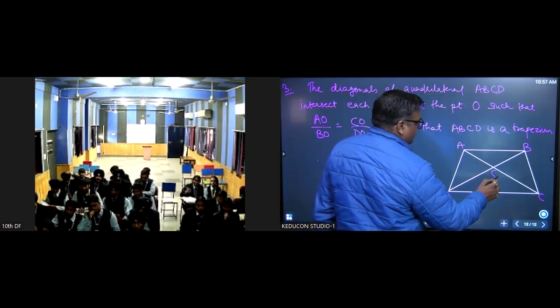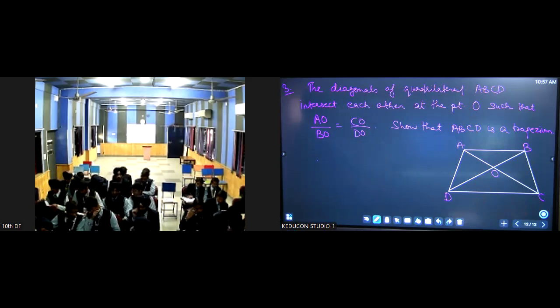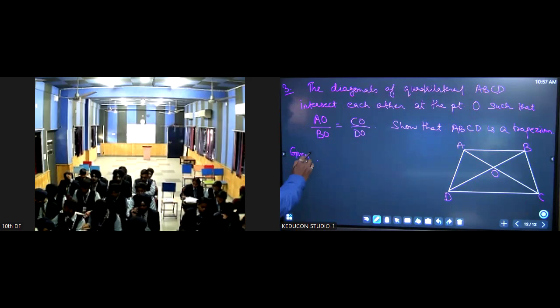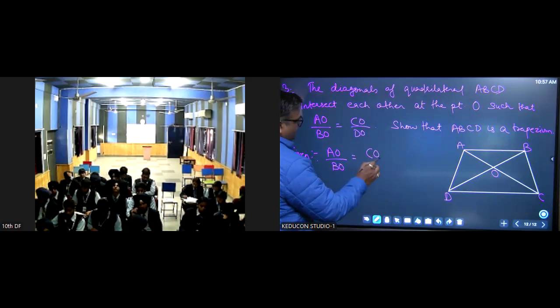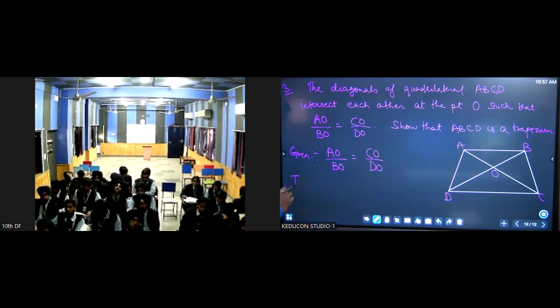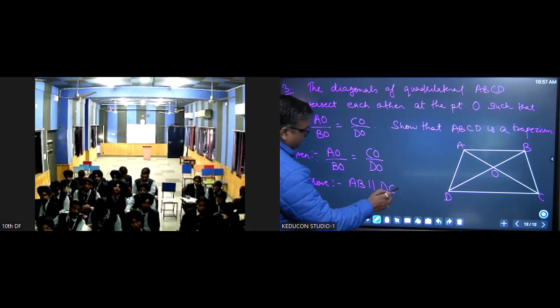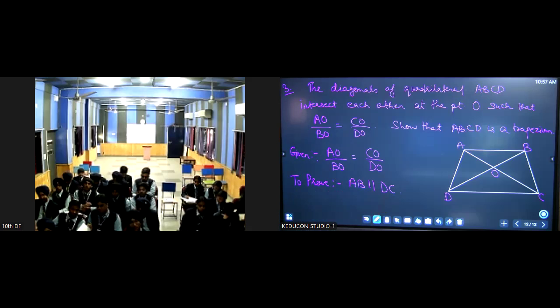This is a quadrilateral and this point is O. Now what is given to us? AO upon BO is equal to CO upon DO. What we have to prove? क्या प्रूव करना है बच्चों हमें? प्रूव कर देंगे तो हमारा ट्रेपेजियम बन जाएगा बच्चों, राइट? So AB is parallel to DC. Now how to do this? ठीक है, कैसे करेंगे बच्चों, देखिए जरा.